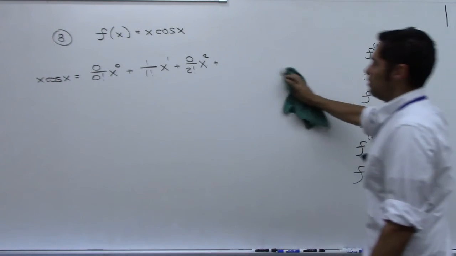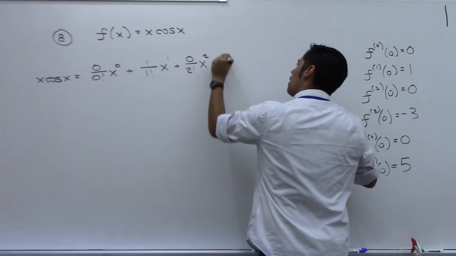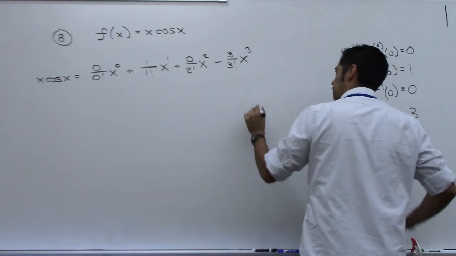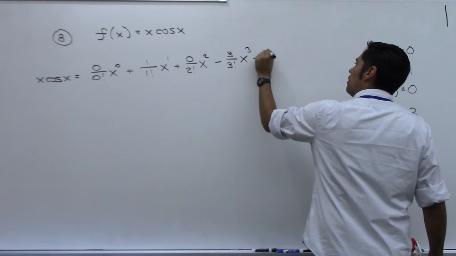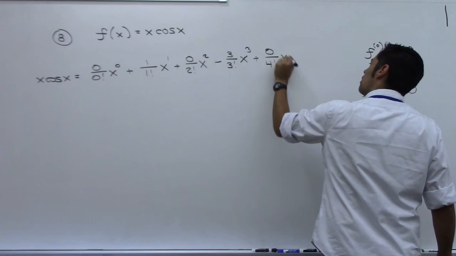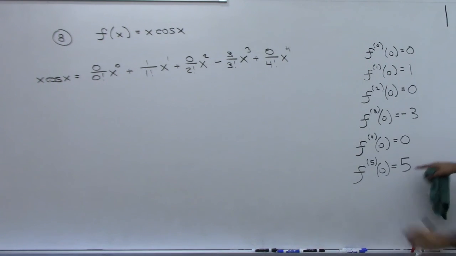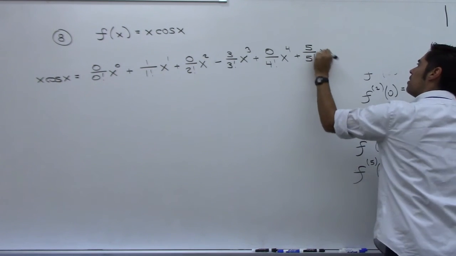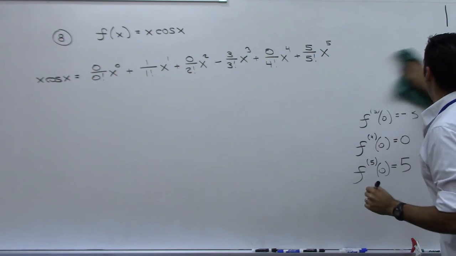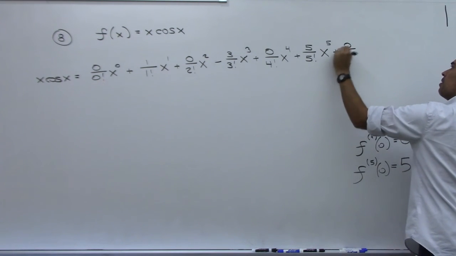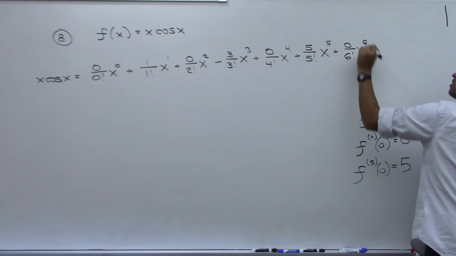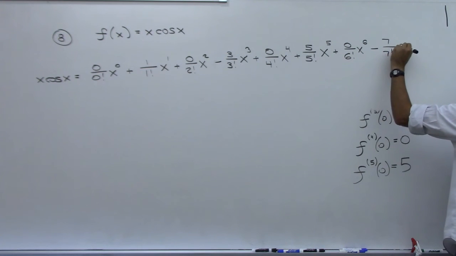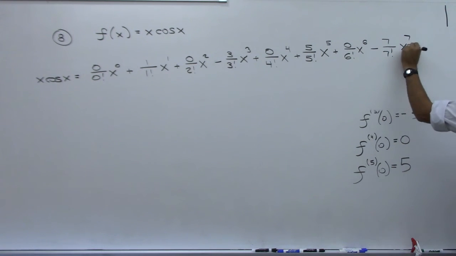I'm going to get minus. So minus 3 over 3 factorial x to the third, and then plus 0 over 4 factorial x to the fourth, and then the 5 was a positive, so plus 5 over 5 factorial x to the fifth. I'll do 2 more. Plus it should be 0 over 6 factorial x to the sixth, and then the next one should be minus 7 over 7 factorial x to the seventh, plus dot dot dot.